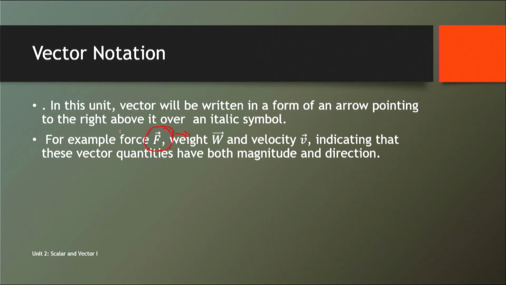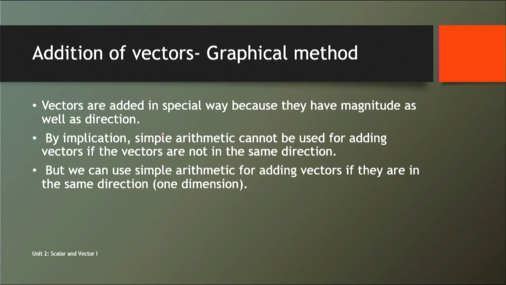At times in some textbooks, you may find a vector quantity written in bold. Our weight, which depicts the effect of gravity on a mass, is also an example of a vector quantity. Velocity is also another type of vector quantity. All of these vector quantities have both magnitude and direction.